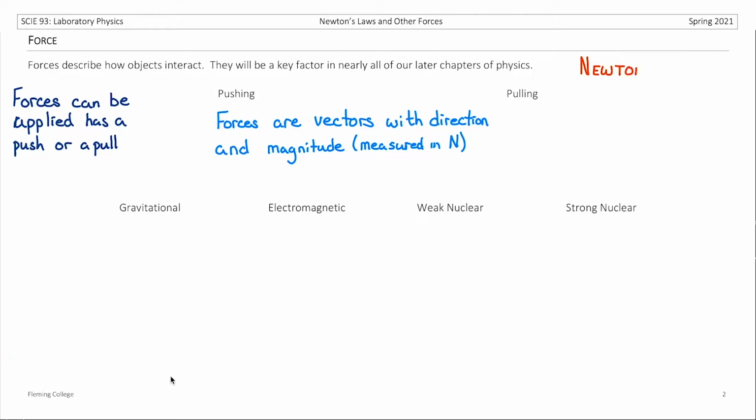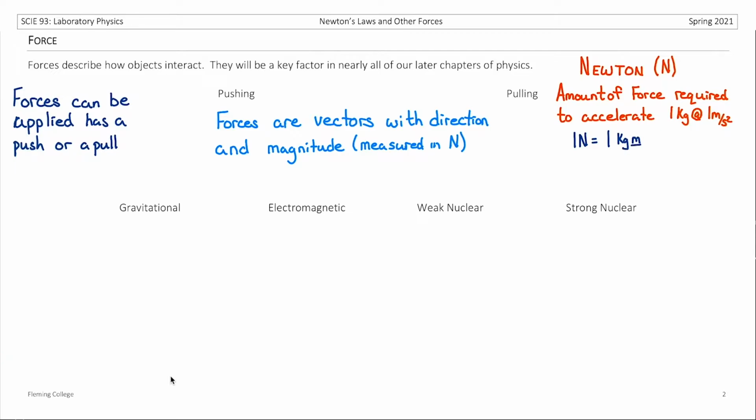This unit, the newton, represented with a capital N, is the amount of force required to accelerate 1 kilogram at 1 meter per second squared. This means we can convert newtons by thinking of them as 1 newton is equal to 1 kilogram multiplied by meters per second squared.